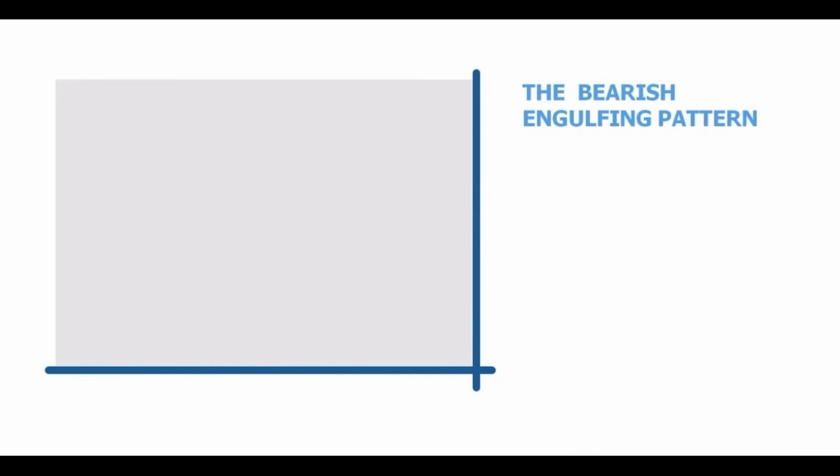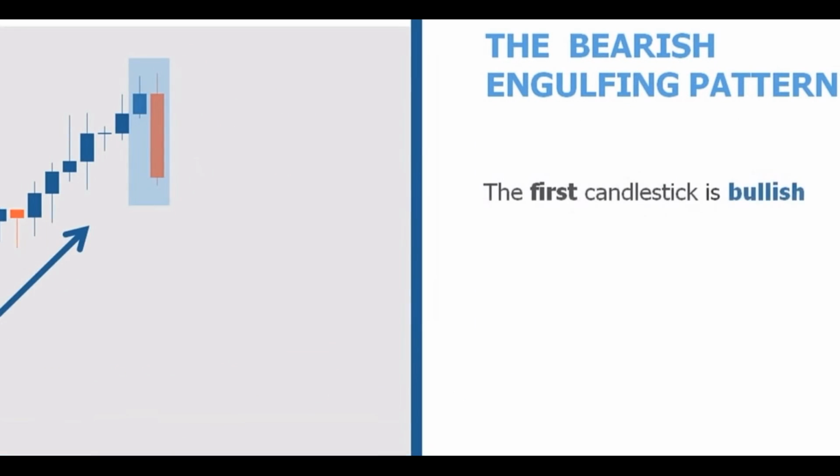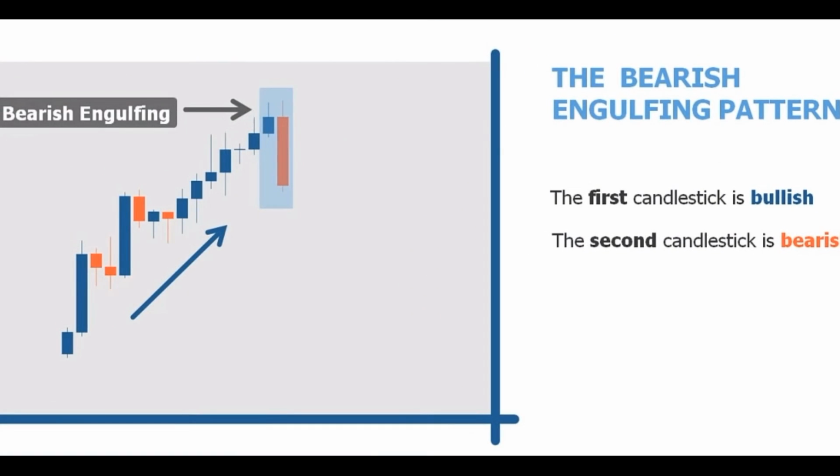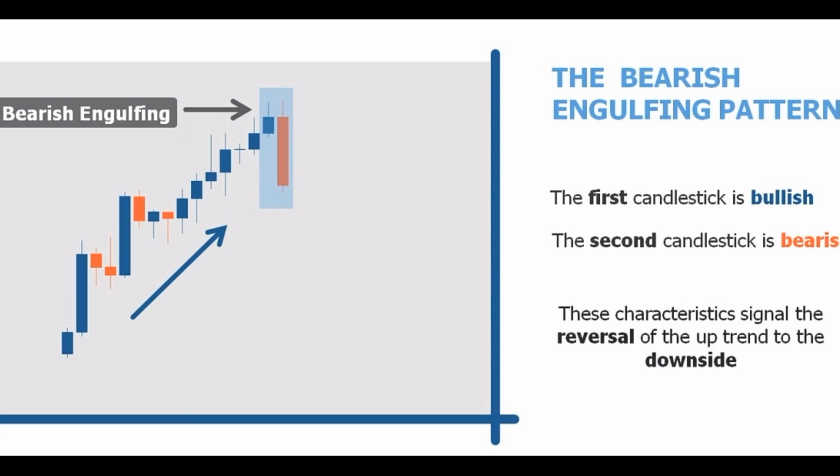Let's now have a look at the characteristics of a bearish engulfing pattern. You can see in this example the market is in an uptrend. Notice the highlighted area where the first candlestick of the pattern is bullish, shown by its blue color. The second candlestick in the pattern is bearish, indicated by its orange color, and engulfs the body of the preceding bullish candlestick. These characteristics signal the reversal of the uptrend to the downside and demonstrate how the bulls were overpowered by the bears.